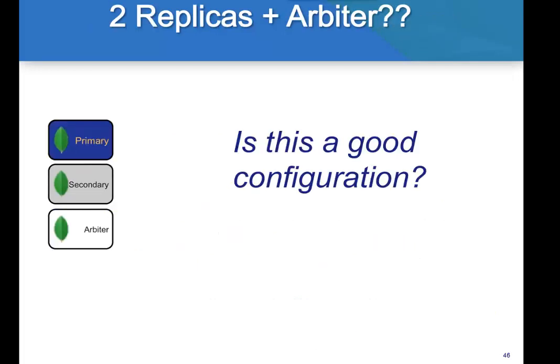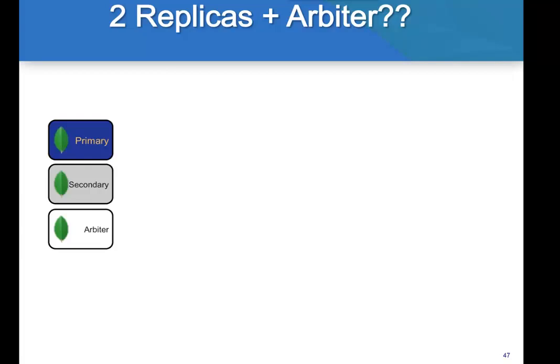Now that you understand this, I want to go back to a question. Sometimes people say, well, what is the minimum number of nodes that you need in a replica set? And technically, the minimum number of nodes that you need is 1 primary, 1 secondary, and 1 arbiter. The question is, is this a good configuration? So let's see what happens when you try to do this scheduled maintenance with no downtime.